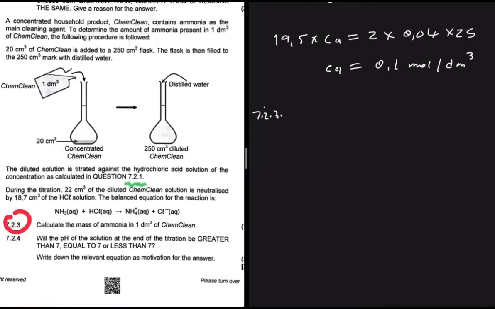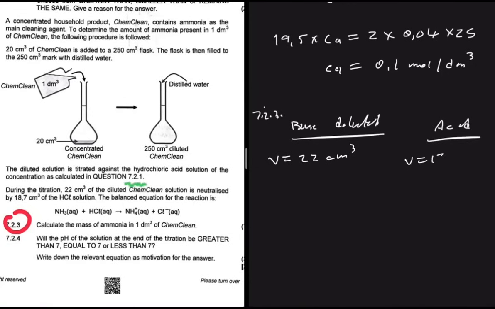So for the diluted base, in 7.2.3, which volume is used? A volume of 22 centimeter cube is used. And then what is it neutralized by? Now we come to our acid. It is neutralized by a volume of 18.7 centimeter cube of HCl, of which the concentration is the same as the one we calculated in 7.2.1, right? So that is 0.1 moles per decimeter cube.